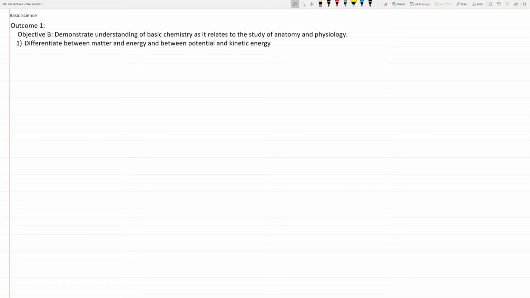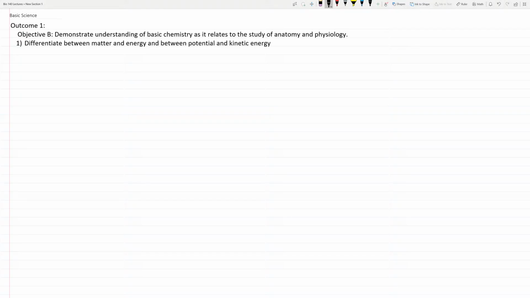What we're doing here is we're going over the first outcome, the B objective, basically making sure that you can understand some basic chemistry concepts as it relates to anatomy and physiology. Number one of these is being able to differentiate between matter and energy and between the types of energy, potential and kinetic.